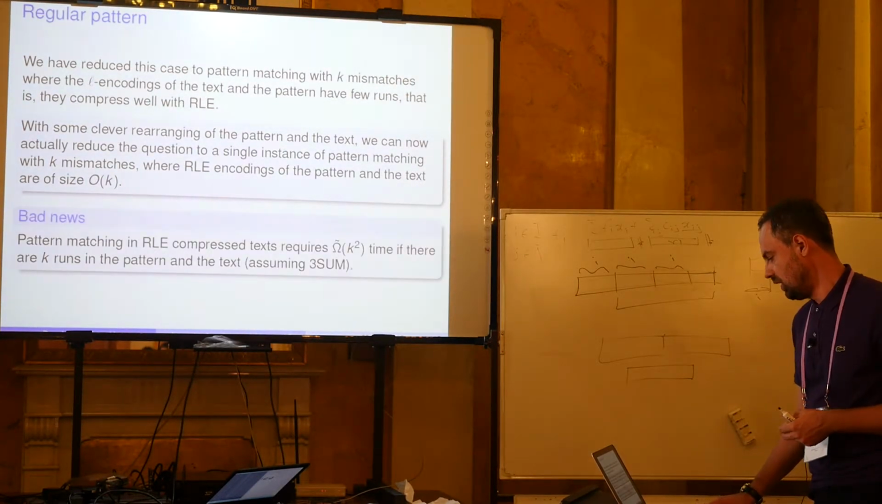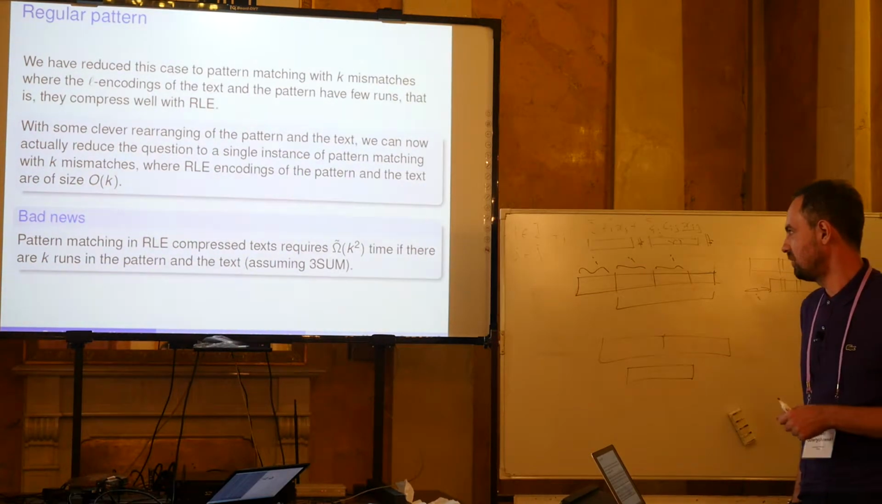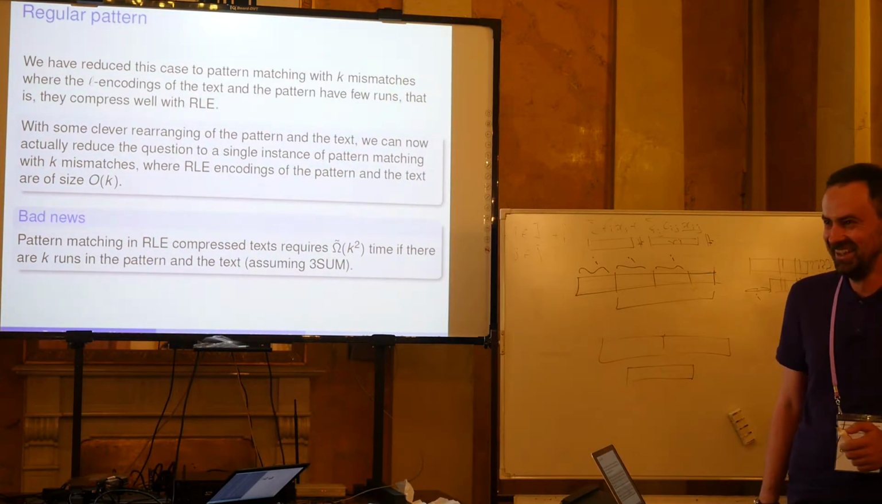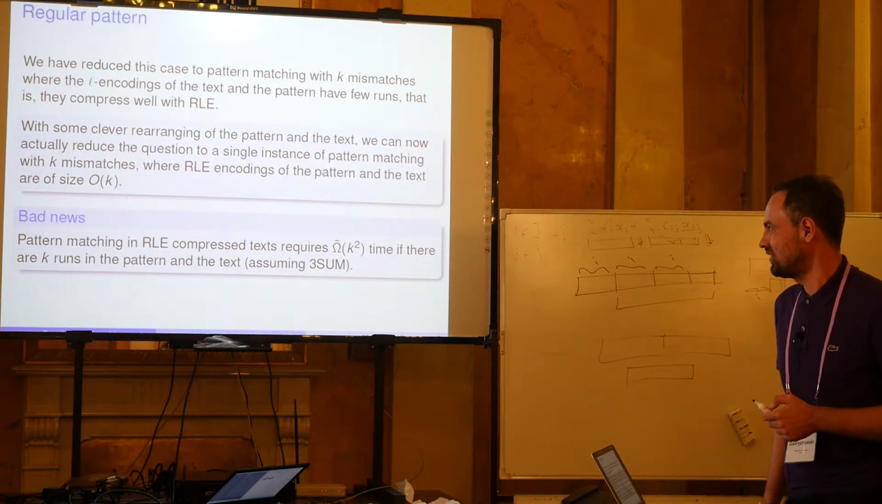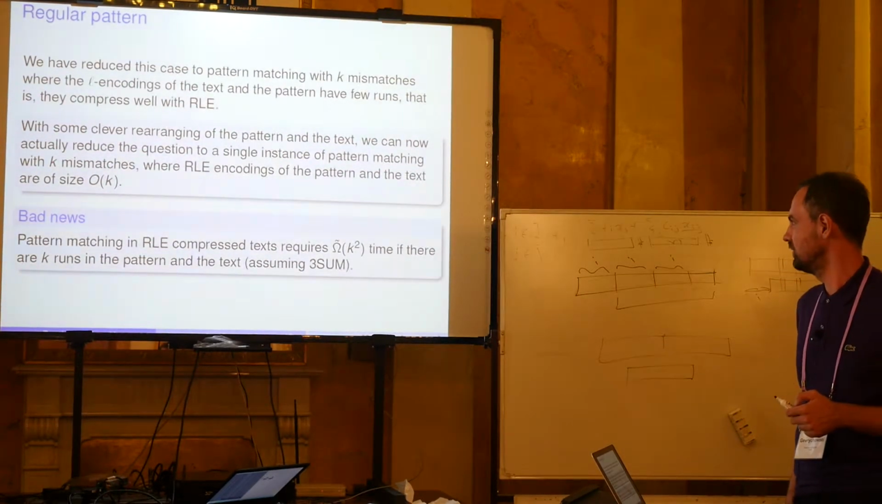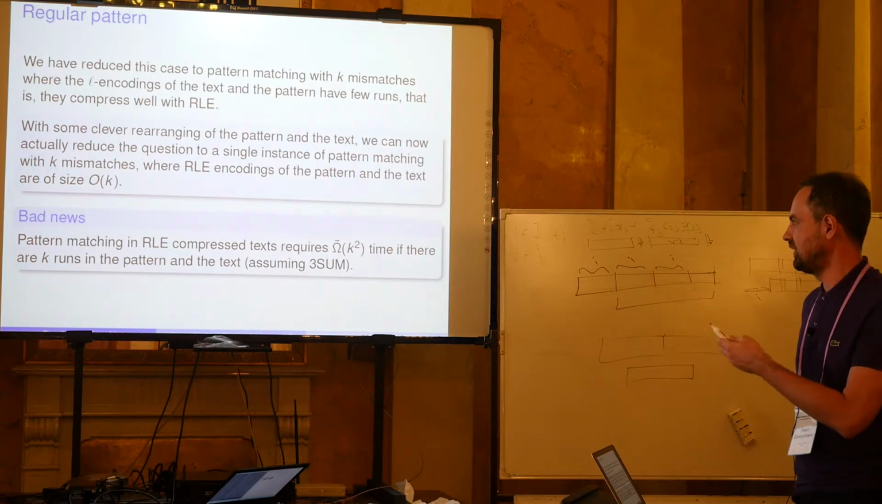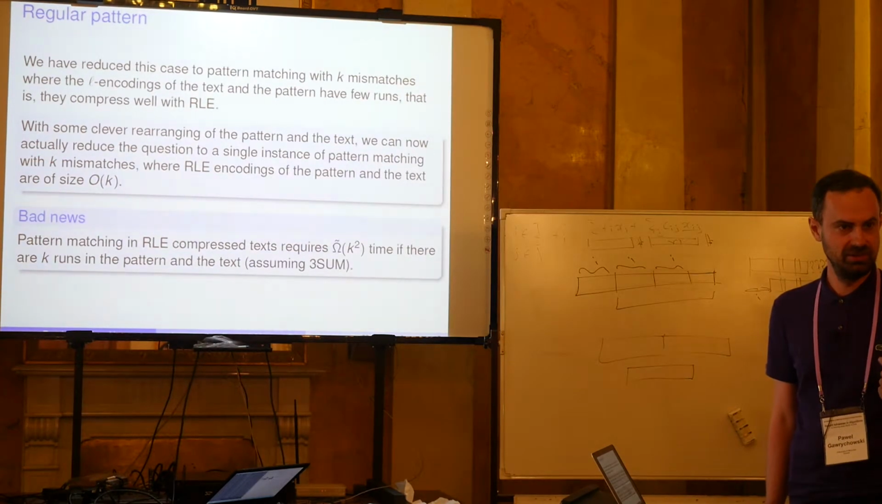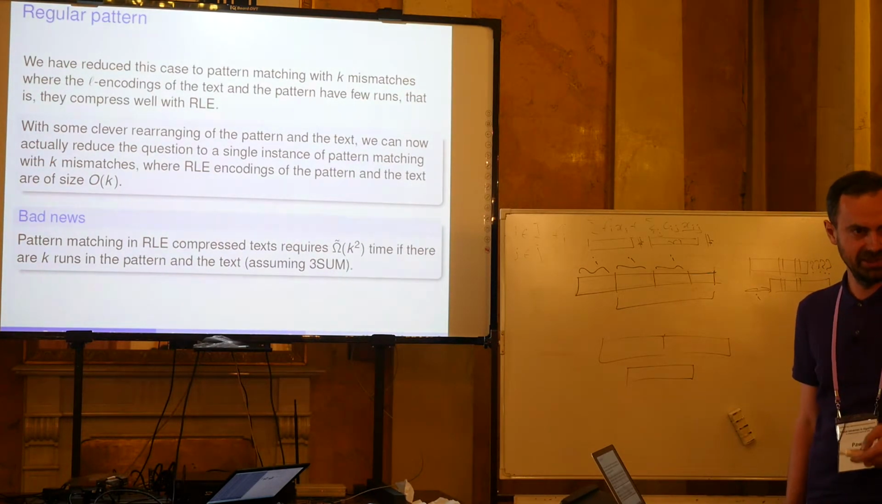But there is bad news, and that's the second time I'm mentioning a conditional lower bound. When you have an instance of pattern matching in run length encoded input, so the pattern and the text, they consist of k runs. There are k runs in the pattern and k runs in the text.